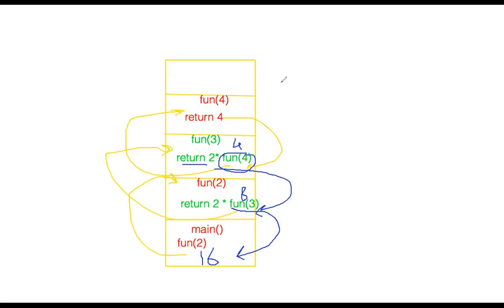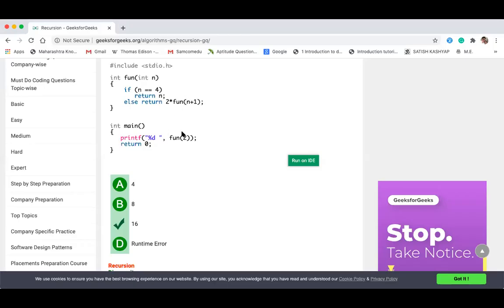And in your program, if you see, you have printed the value of fun of 2. So whatever the return value of fun of 2 is, it will get printed there. So 16 is the correct answer. Get it? Yes, sir.